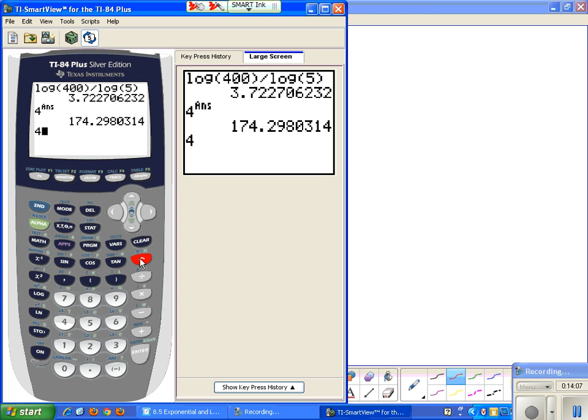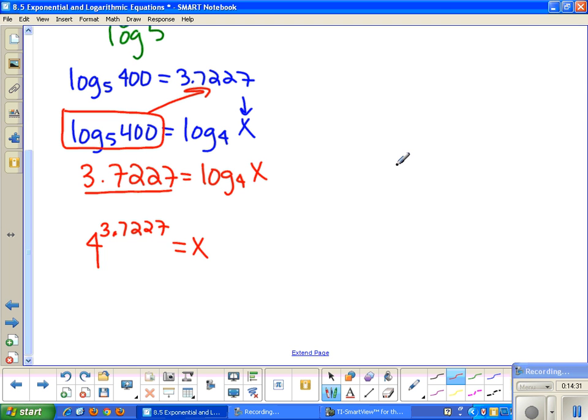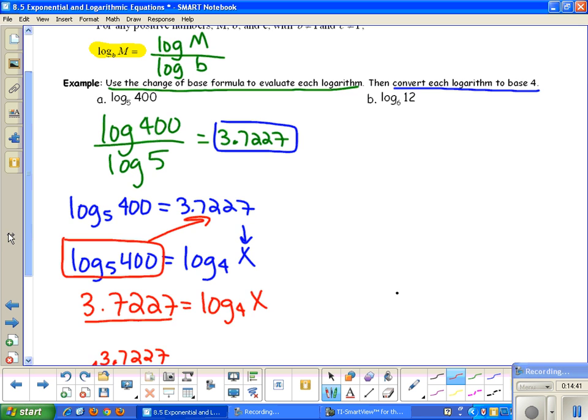And then let's just look at what happens if I did the 4 decimal places. So if I did 3.7227, I end up with about the same number. It's just a little bit of rounding error, so it's okay if you want to use either one. Let's go ahead and just use our rounded one. So 174.2965 is going to be the solution that I'm going to use. So x would be equal to 174.2965, and we're not done because we actually have to convert it to base 4.